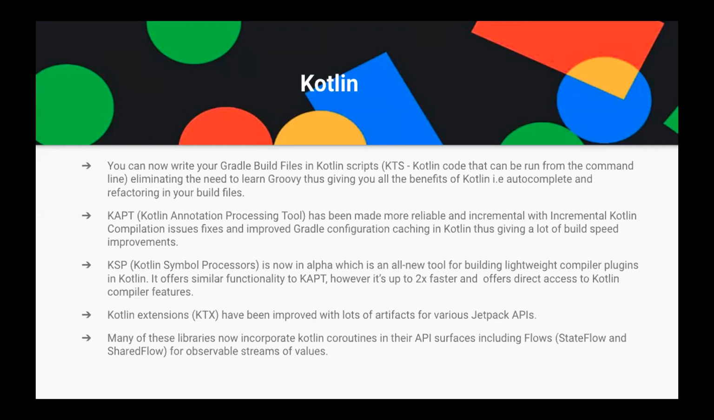Then we have extensions that have been improved with lots of artifacts for various Jetpack APIs, as I'll show you as we go. Many of these libraries now incorporate Kotlin coroutines, as you've been interacting with them since their launch, in the API surfaces, including Flow. Now, the two states of Flow, that is StateFlow and SharedFlow, for observable streams of values.